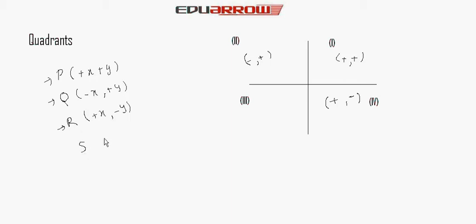This is the sign of every quadrant and the coordinate point. This is the coordinate point which is assigned by P, Q, R, S.